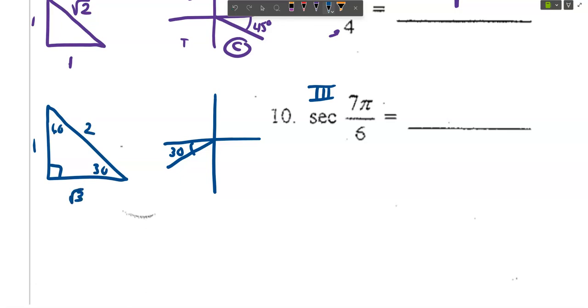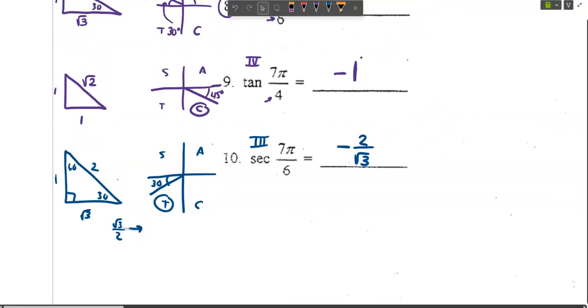Secant's the reciprocal of cosine. So cosine of 30 is root 3 over 2. So that means this is going to be 2 over root 3. Last but not least, let's talk about our quadrants. Tangent and cotangent are positive in quadrant 3. Therefore, this will be a negative answer.